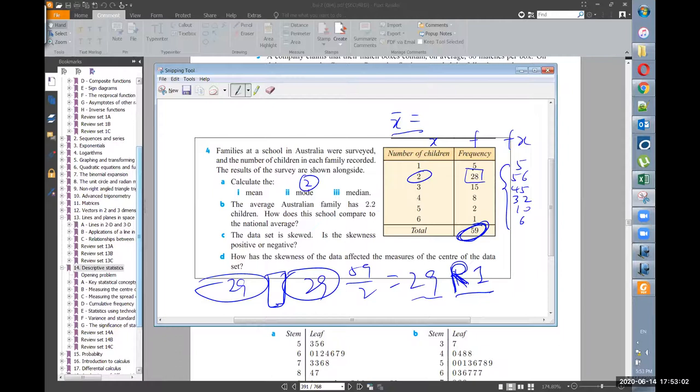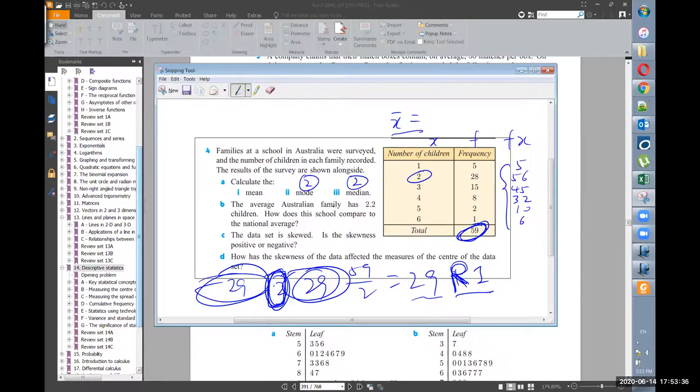So where does that number lie? Do you know how to find the median? It's the 30th value, so it'll be in the group of 2. Exactly, it's 2. Because you split 29 and 29, and then you will have that number here. So it's 2 in this case.